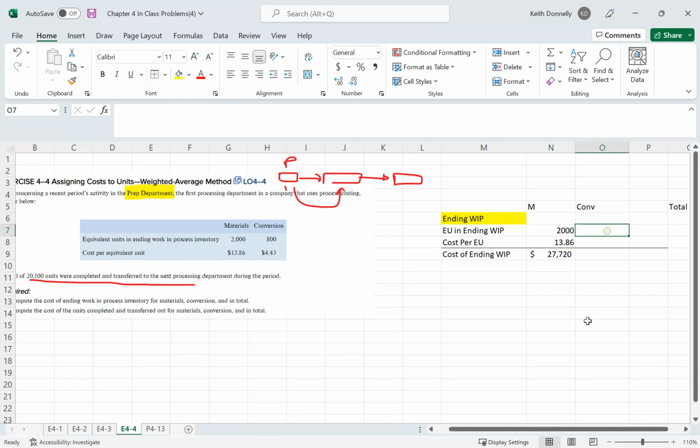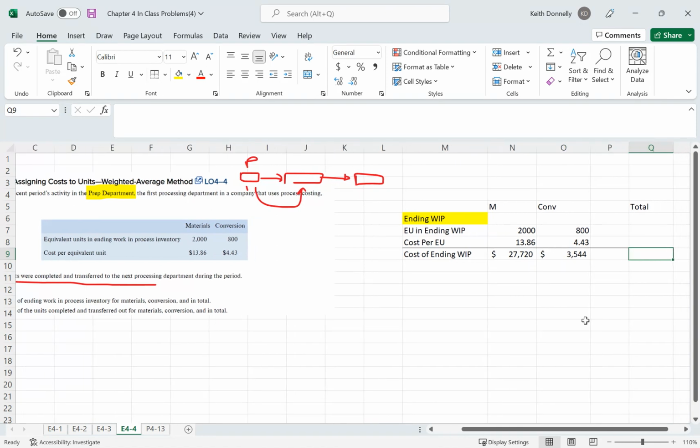$27,720. With regard to conversion costs, we have 800 equivalent units in ending WIP that have a cost per equivalent unit of $4.43. If you carry that down, it looks like we're going to be staring at $3,544 with regard to conversion costs. So in total, if we were to add those together, we'd be at $31,264. So that's for ending WIP.